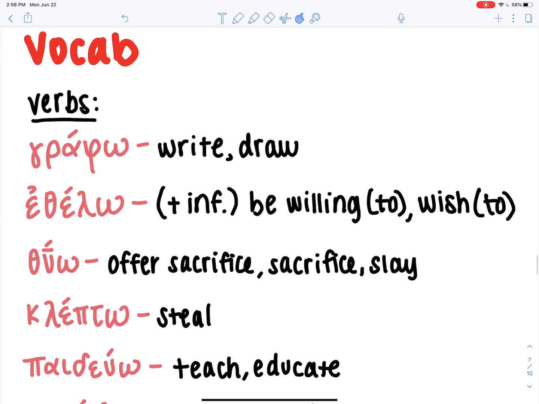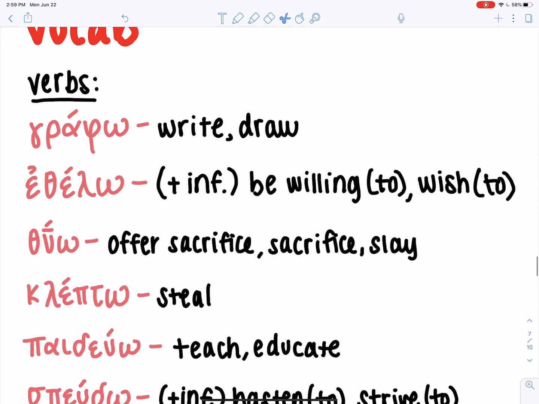Okay, so we have 10 verbs that we're learning this week. The first is grapho, which means to write. You might recognize this word in autograph, for example. And then the next word is ethelo, which we've worked with before. It takes an infinitive and means be willing or to wish.